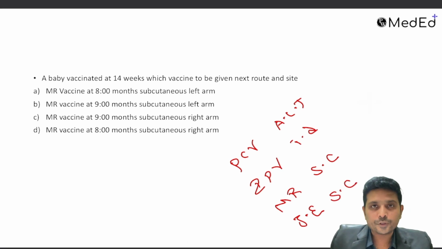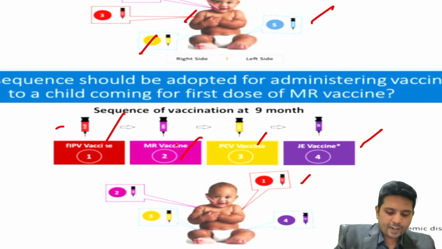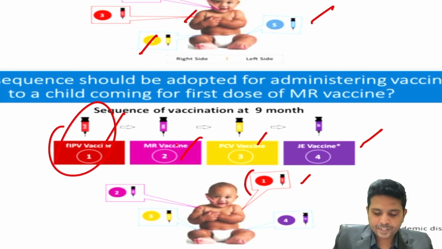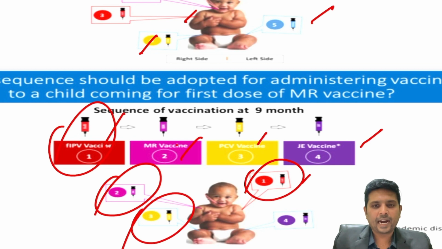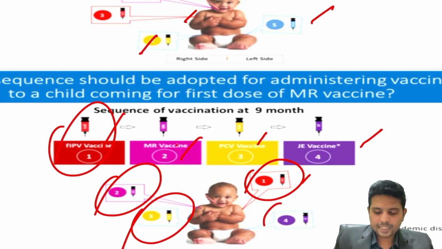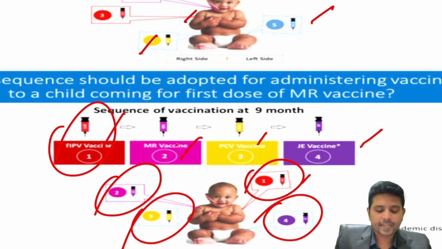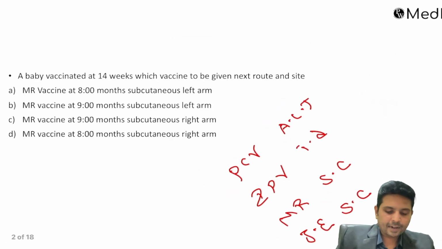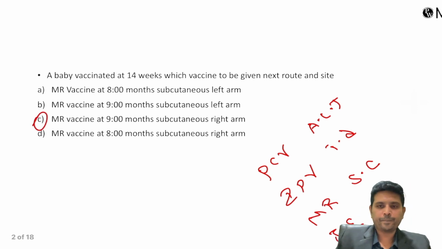What are all the routes? These are all the routes, and these are the sites that are chosen. Your fractional IPV vaccine is given at the left arm, whereas your MR vaccine is given at the right arm. Your PCV vaccine is given at the right thigh, and JE vaccine is given at the left thigh. So what is the answer for this question? MR vaccine at 9th month is given in the right arm. I repeat, MR vaccine is given subcutaneously in the right arm. This is the answer to this question.